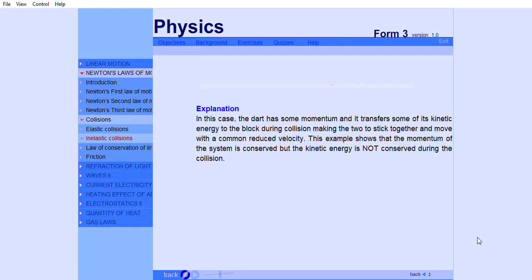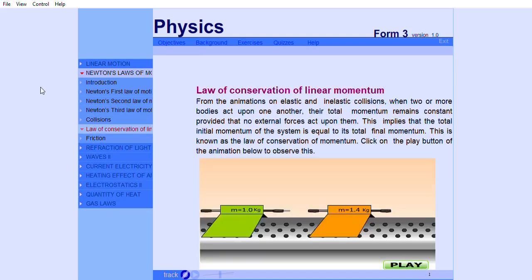Explanation. In this case, the dart has some momentum and it transfers some of its kinetic energy to the block during collision, making the two stick together and move with a common reduced velocity. This example shows that the momentum of the system is conserved, but the kinetic energy is not conserved during the collision.